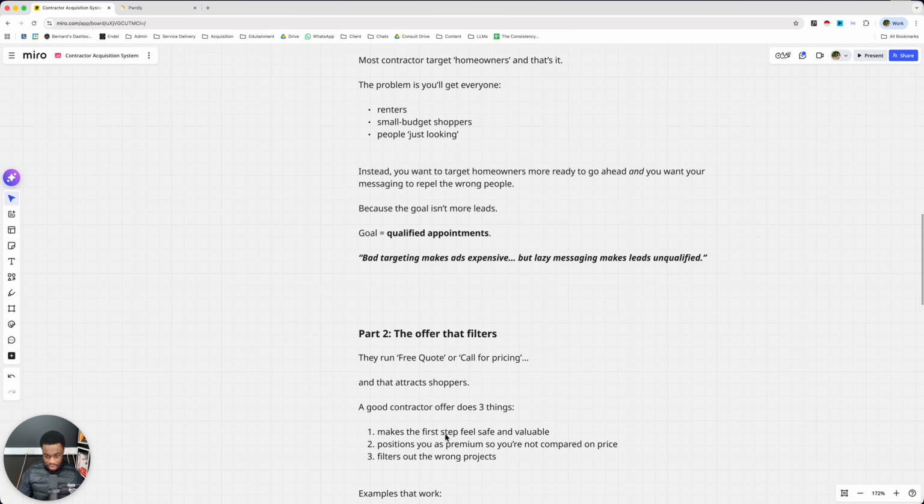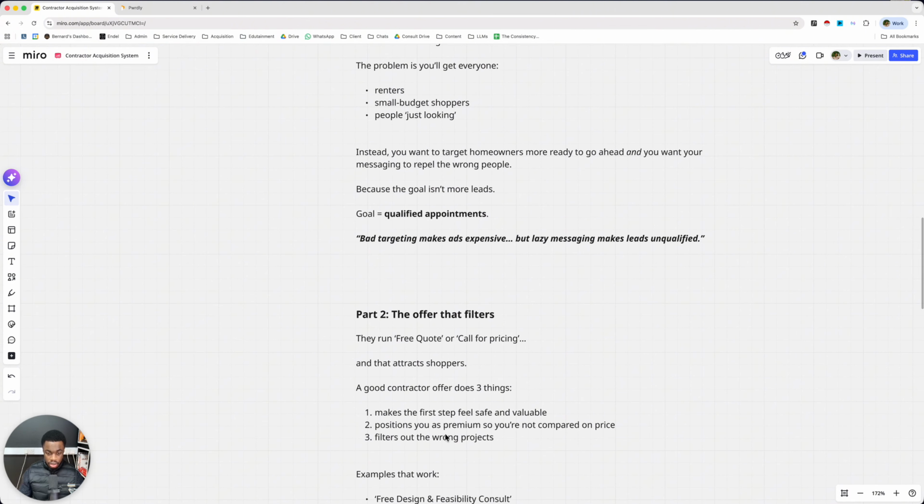Part two is the offer that filters. A lot of people tend to get a free quote or call for pricing, and that only attracts price shoppers. But a good contractor offer does three things. One, it makes the first step feel safe and valuable. Two, it positions you as premium so you're not compared on price. And the third one is it filters out the wrong type of projects you want to stay away from.